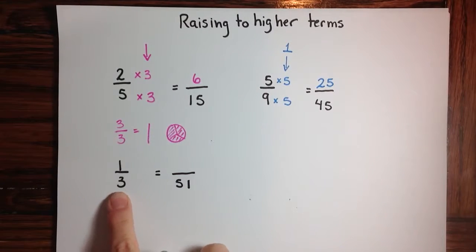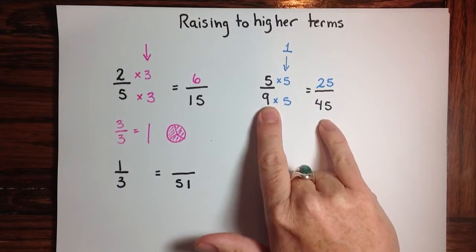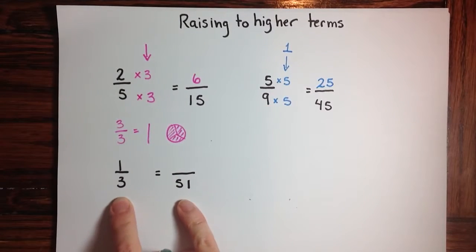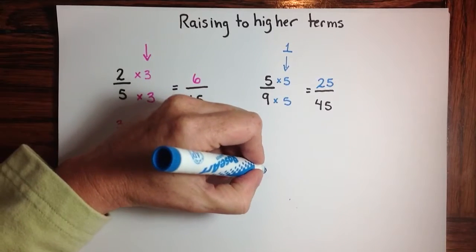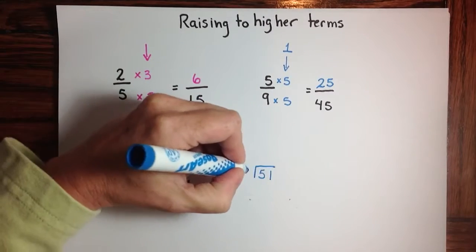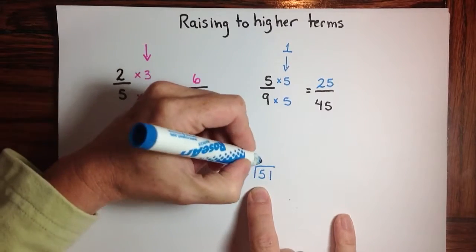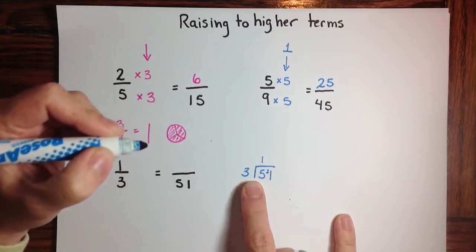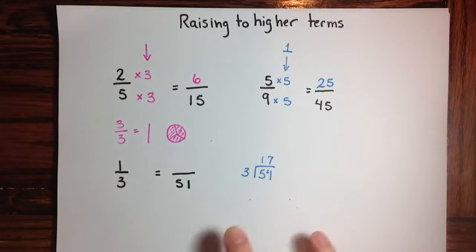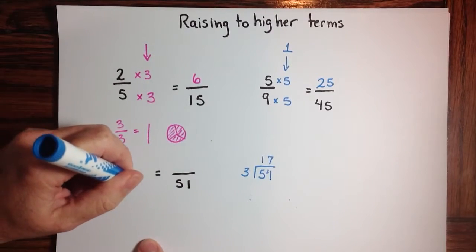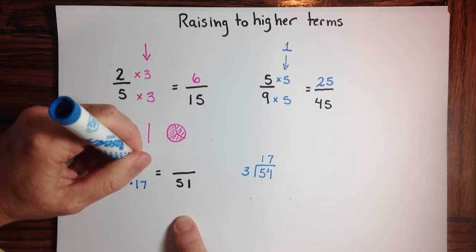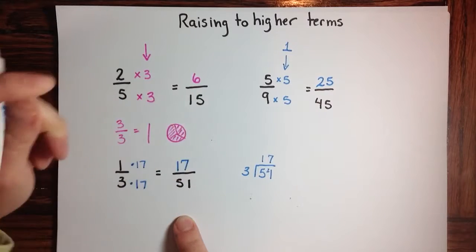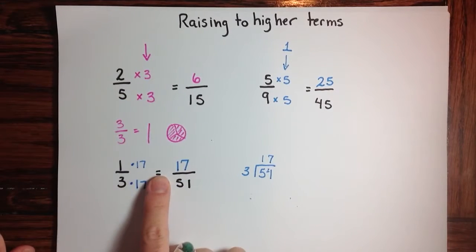One more example. Both of these came from times tables that I hope you have memorized. But sometimes you'll be asked to raise a fraction to higher terms when it goes beyond what you know. So in this case, you may need to do some division to find out how many times 3 does fit into 51. Well, it goes into 5 once with a remainder of 2, and into 21 7 times. So 3 multiplied by 17 is what gives us 51. So I'm going to multiply the 1 by 17 on the top to show that 1/3 is equivalent to 17/51.